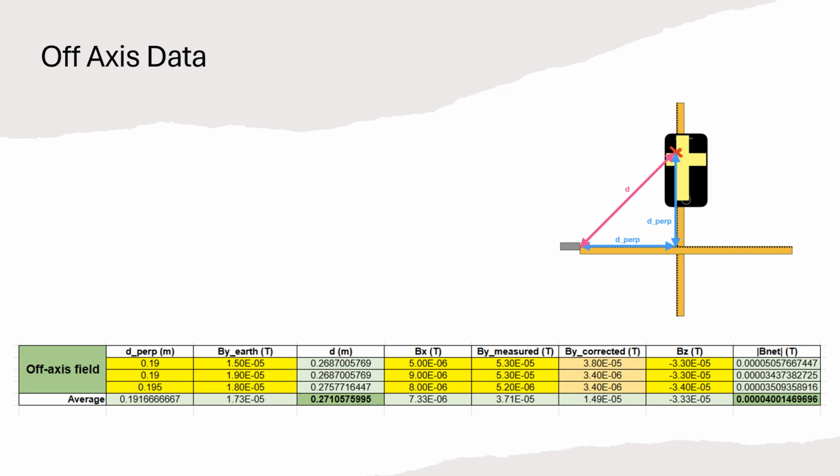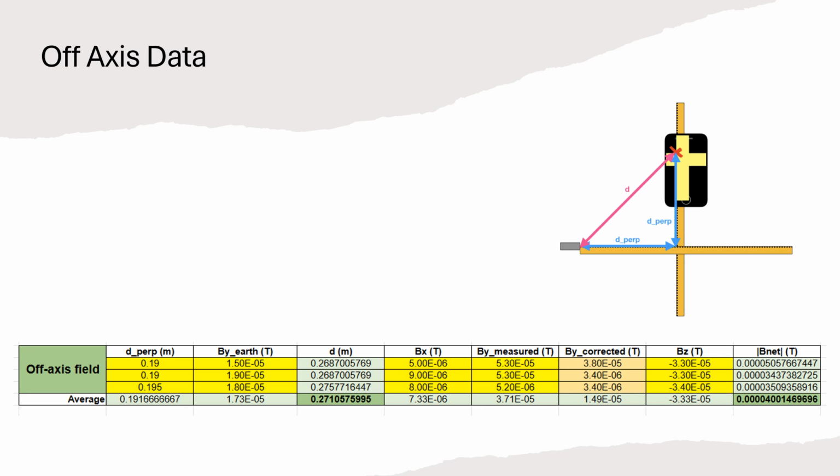And here are the results for our off-axis data. This is a similar procedure to the on-axis data, but instead we moved it a perpendicular distance in the vertical direction from the bar magnet, and then calculated the B field, the magnetic field, at this point as well at various distances. And as you can see here, here are all the distances and the magnetic field data that we calculated.